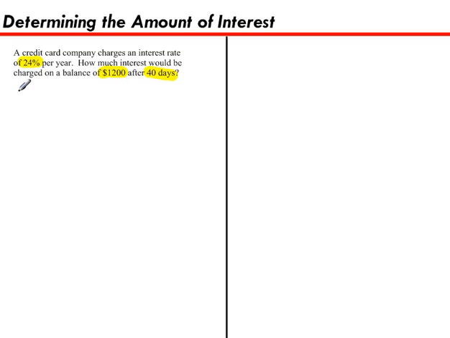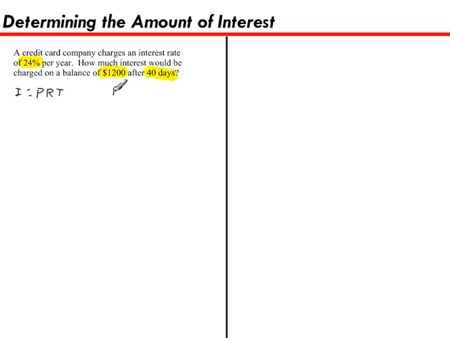To solve this, we're going to need to remember our simple interest formula, which looks like this. I, which is interest, is equal to P, which is principal, times R, which is the interest rate, and time, T. And since we're being asked to solve for interest, which is I, we need to find values for P, R, and T. So I'm going to write down what the principal, the rate, and the time is over here on the right.